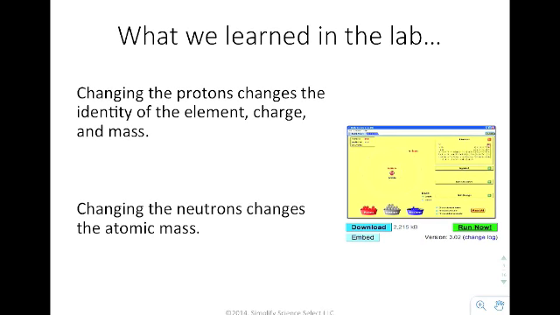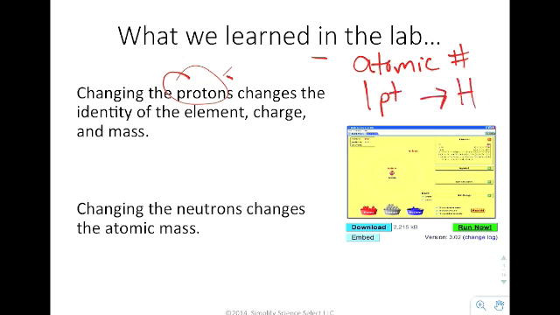And in the lab, we learned that changing the number of protons, also known as the atomic number, which is the number of protons, changes the identity of an element. So if something has one proton, it has to be hydrogen no matter what. If it has two protons, it has to be helium no matter what. Changing the number of neutrons does not change the identity of the element, but it does change what is called the atomic mass.